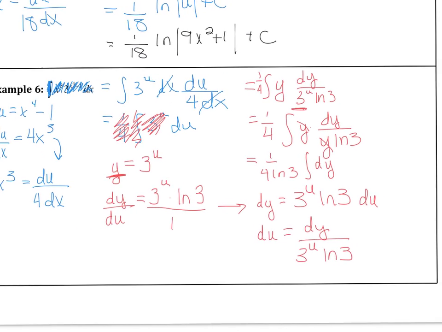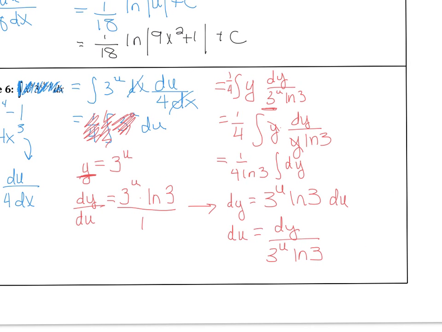This is going to take up a little bit more room, so I'm going to scoot over here. That's going to be 1/4 ln 3. And then the antiderivative of dy is y plus c. Then let's back substitute for y, 1 over 4 ln 3. What is y? Well, that's 3 to the u plus c. That's a plus sign. And then let's back substitute for u. What is u?